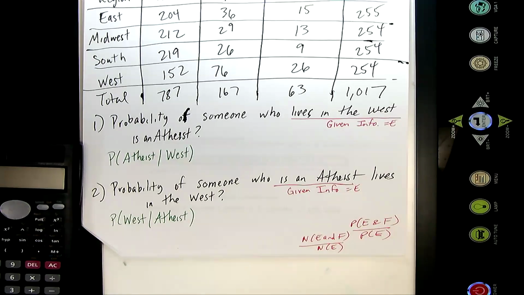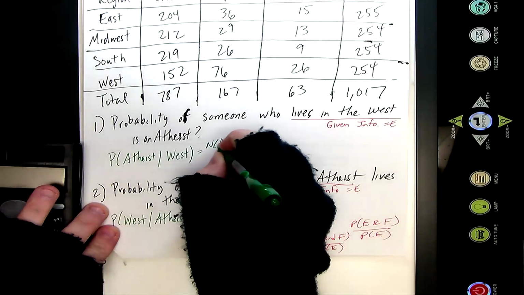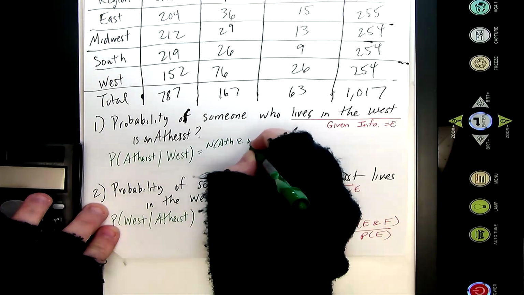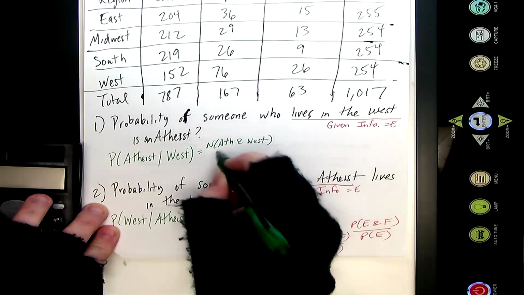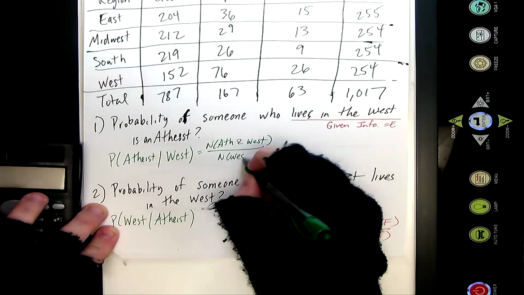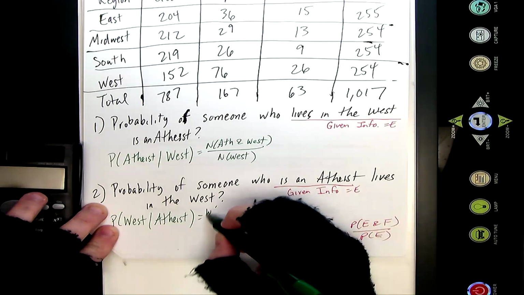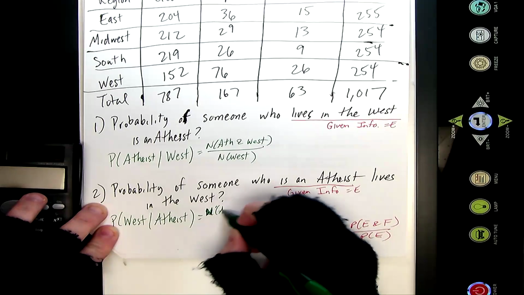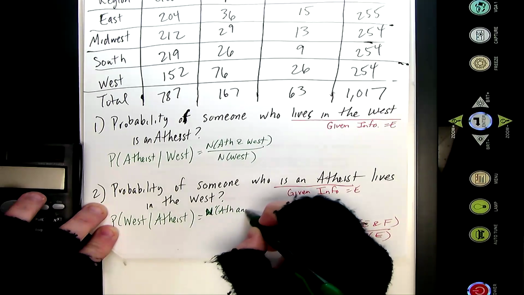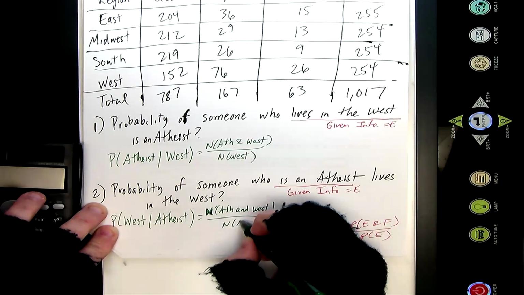So we're gonna use the numbers. The number of people that are both atheist and West, the ampersand means and, over the number of West. And this is gonna be the number of atheists and West as well, because the and works both ways. But this is over the number of atheists, the given information.